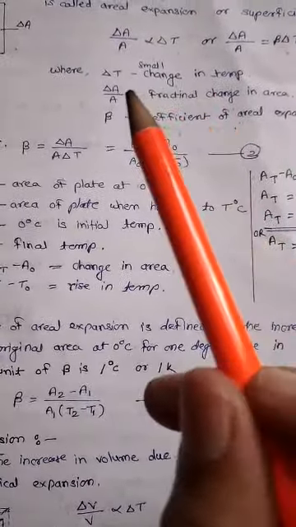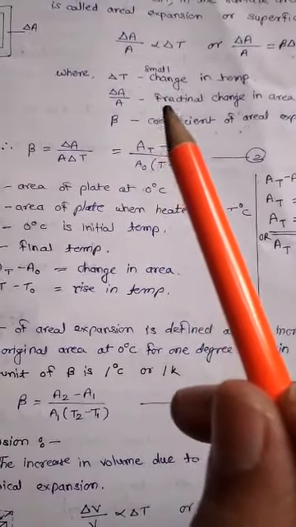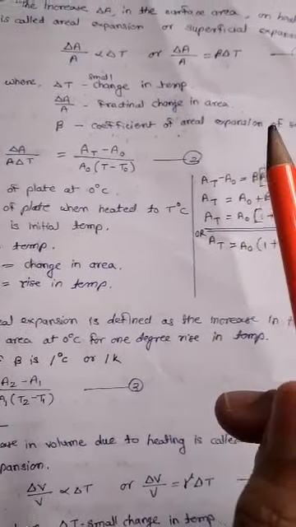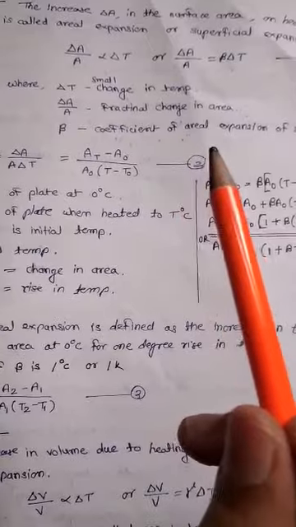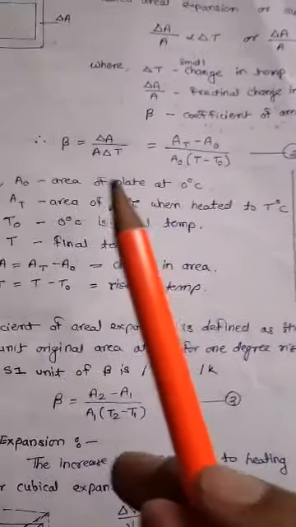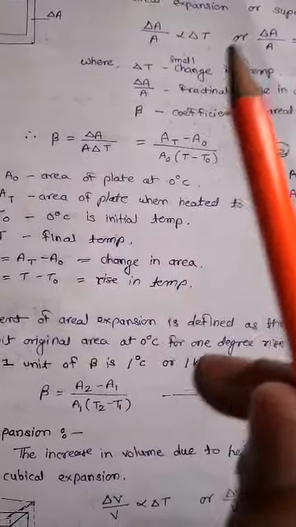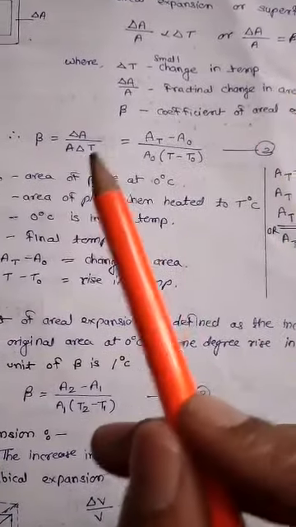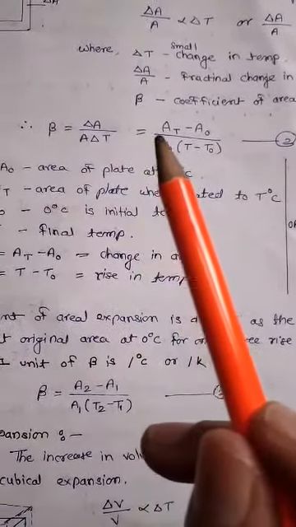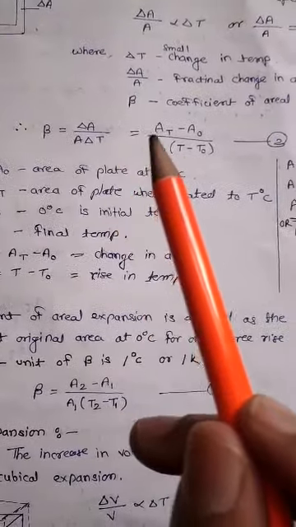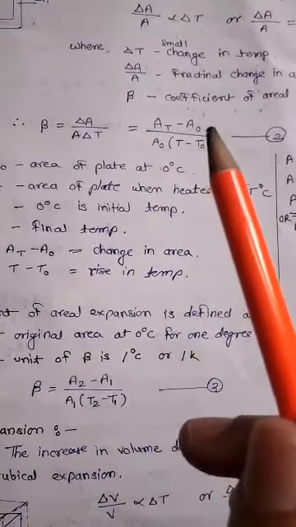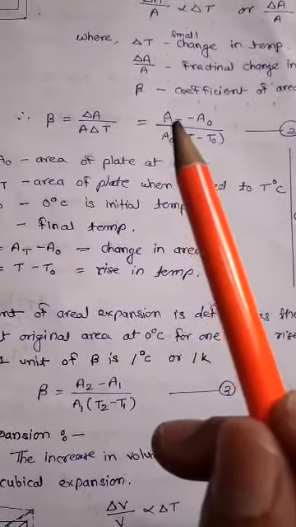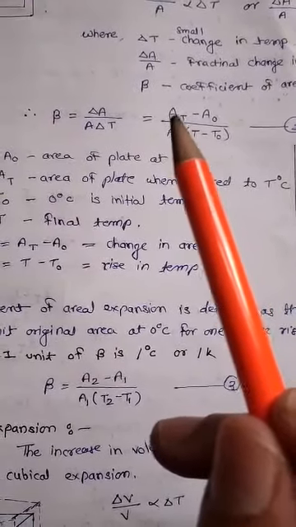Delta A upon A is the fractional change in area, and beta is the coefficient of areal expansion of a solid, that is, the coefficient of superficial expansion. Therefore beta is equal to delta A upon A into delta T. Delta A is nothing but the change in area, AT minus A naught, where A naught is the area at 0 degree Celsius and AT is the area at T degree Celsius.